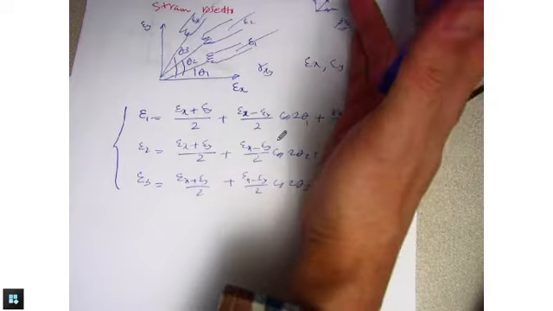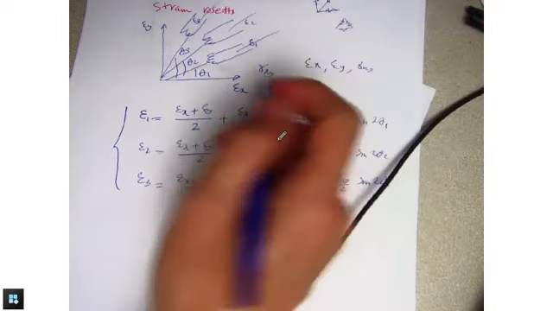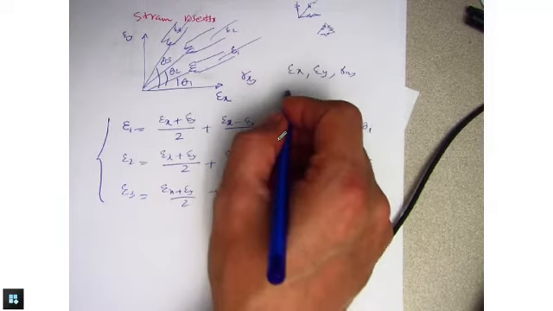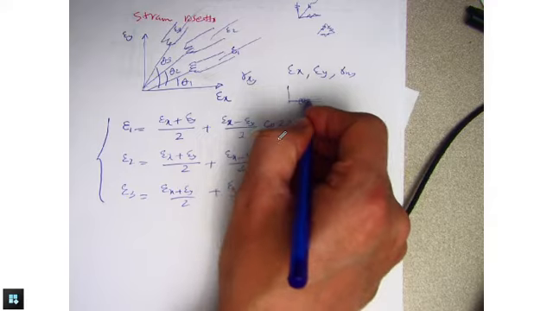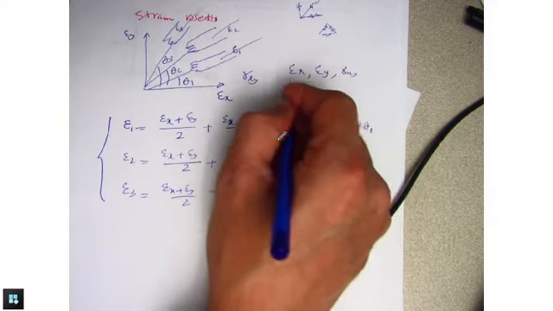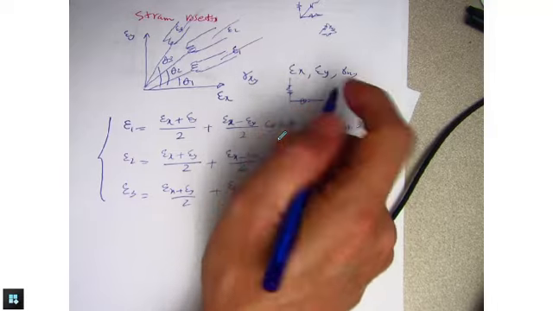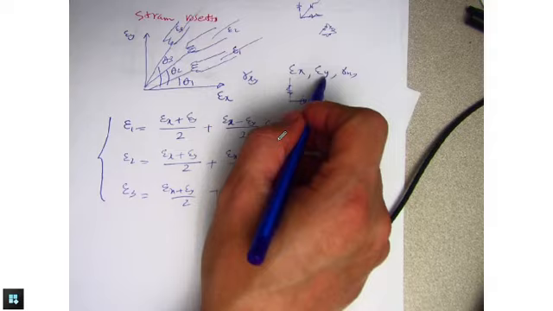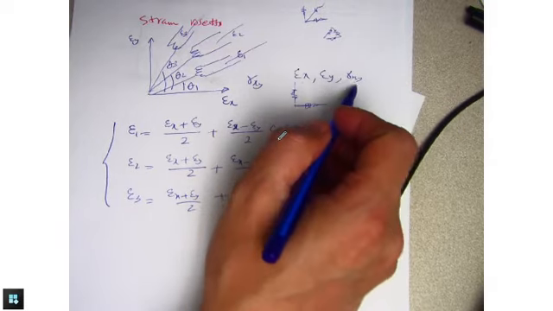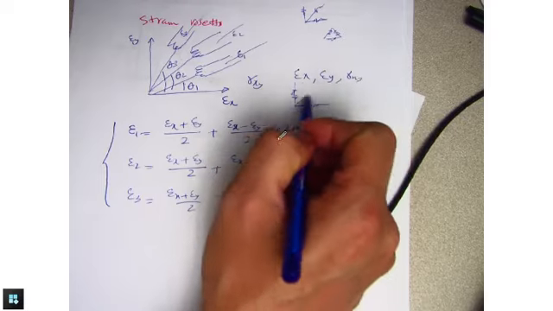If I was only interested in epsilon x and epsilon y, I could use a simpler gauge. You know, there are actually gauges you can find on the market that have 2 strain gauges, one in the x direction and one in the y direction. Then you put it on the specimen and you read epsilon x and epsilon y directly. But if you need gamma xy, you are going to need the third one too.